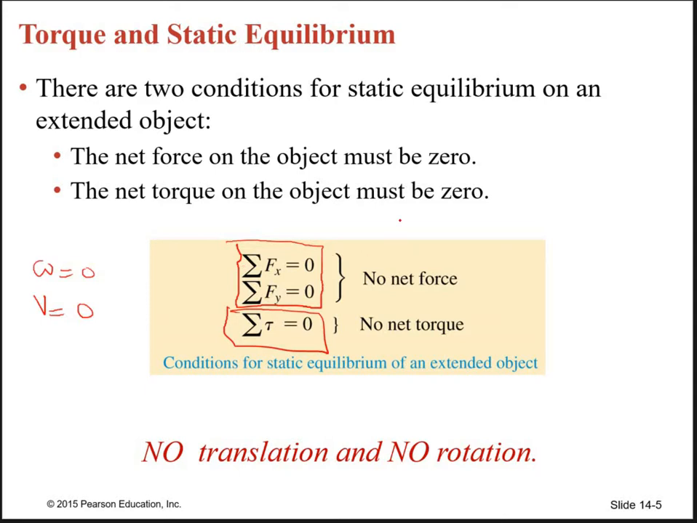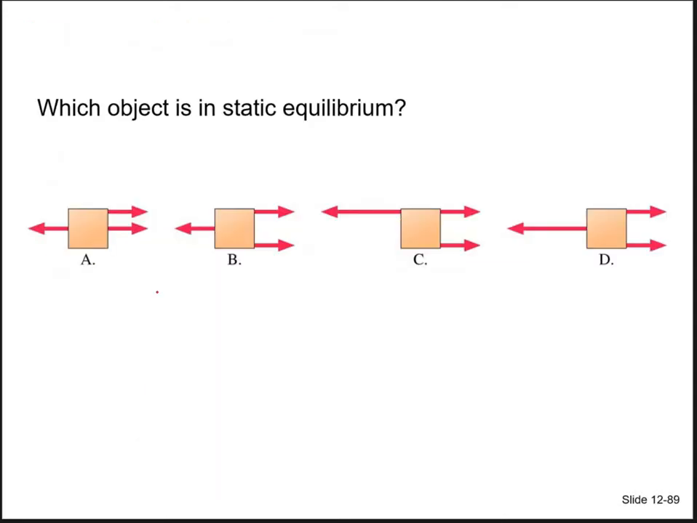static equilibrium. So let's look at this question: which of these objects is in static equilibrium? In other words, which of these objects have net torque equal to 0 and net force equal to 0? We're going to assume that the object can rotate around its center. Okay, so what do you think? Pause the video and think about the question, and we'll discuss the answer. Okay, so the answer is D.